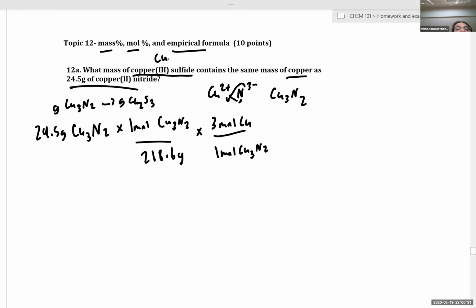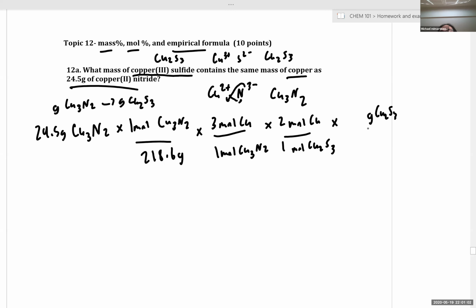which is Cu2S3. So my question to all of you is, how many moles of copper do we have per mole of copper 3 sulfide? How many moles of copper do we have? 2. Exactly right. And then all we have to do is figure out the grams of copper 3 sulfide in 1 mole.